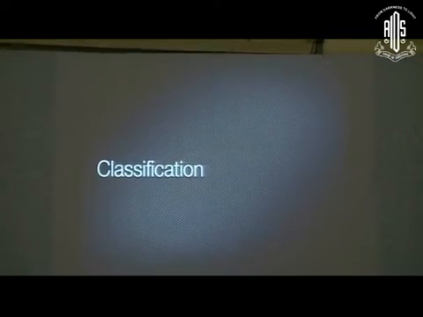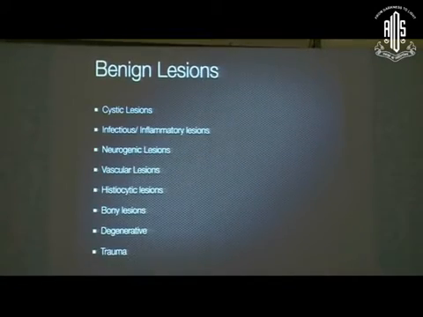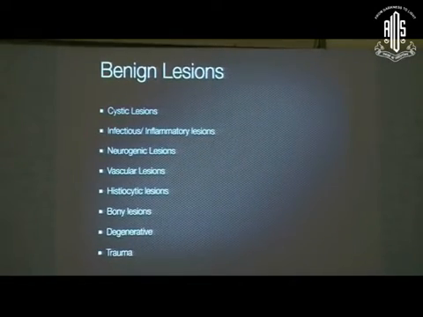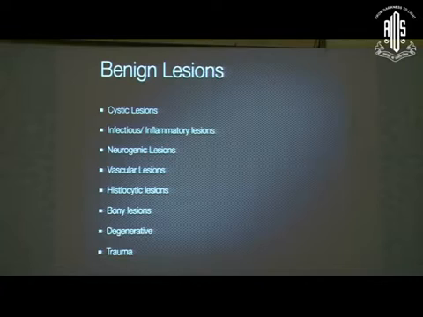Firstly, one has to classify these lesions into benign and malignant ones. Now, benign lesions which are commonly seen in children are cystic lesions. These can be infectious lesions, neurogenic lesions, vascular, histiocytic lesions, bony lesions, degenerative lesions, or it can be because of trauma, in which case the history would be clear.